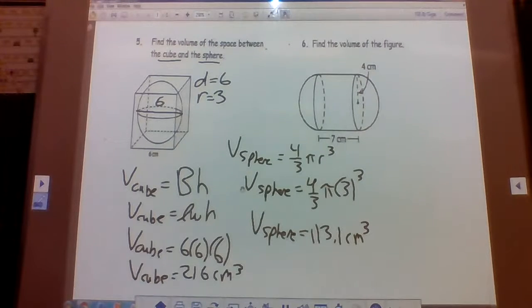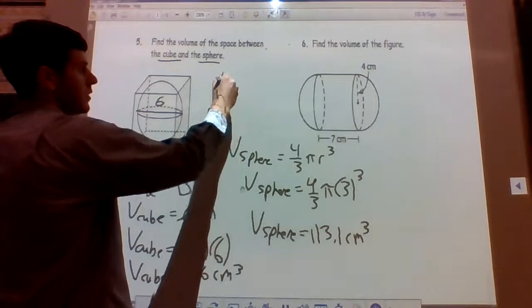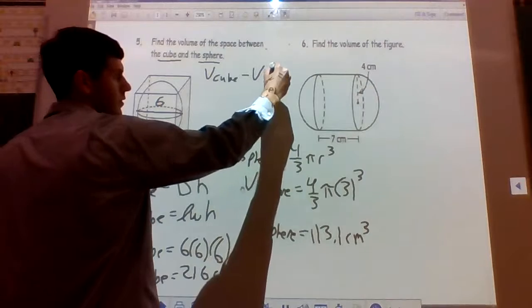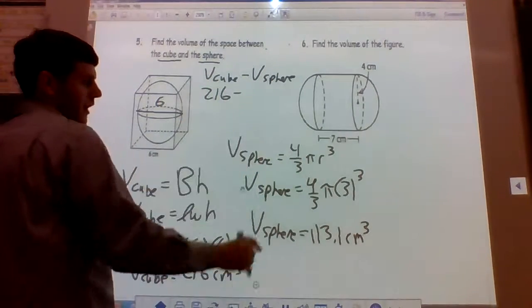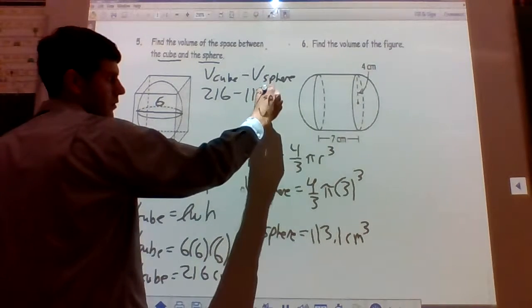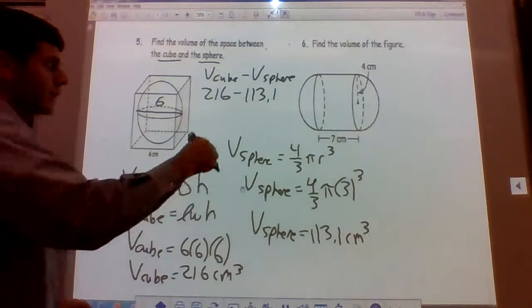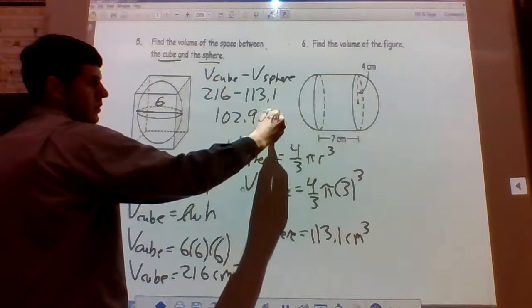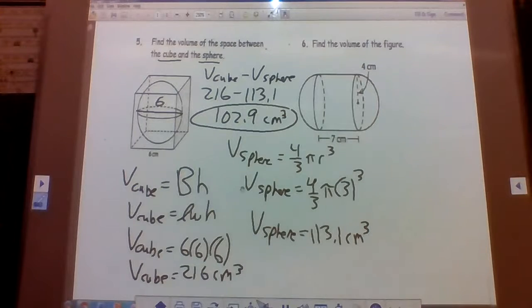Okay, so the question is asking to find the volume of the space between the cube and the sphere. So we need to subtract the volume of the sphere from the volume of the cube. So the volume of the cube is 216. We're subtracting the volume of the sphere, which is 113.1. We don't need a calculator for that. That's going to be 102.9 centimeters cubed. Okay. We'll do it in the calculator just to make sure I know this stuff.